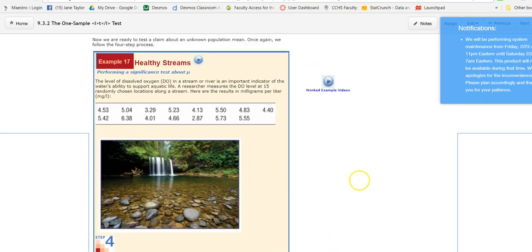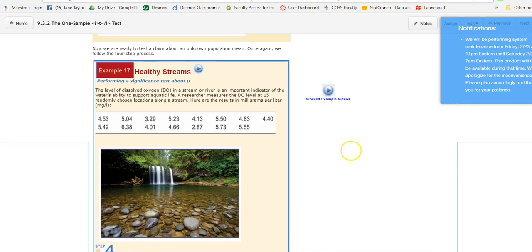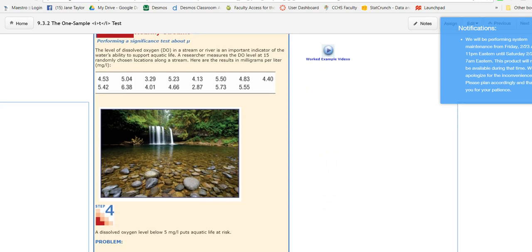So what I do on the Nspire to take care of this, once again, you do have to check conditions and so forth. And one of the conditions, well, we have randomly chosen locations, but we don't know anything about the population of dissolved oxygen levels in the stream. We don't know if it follows an approximately normal distribution. We also have a fairly small sample size of 15. So we are going to have to look at a histogram or other graph of the data to check that third condition to see if we can use a t-model to do our significance test.